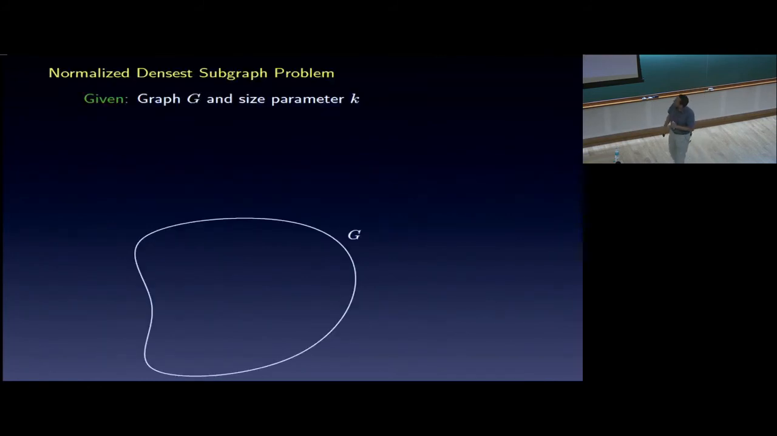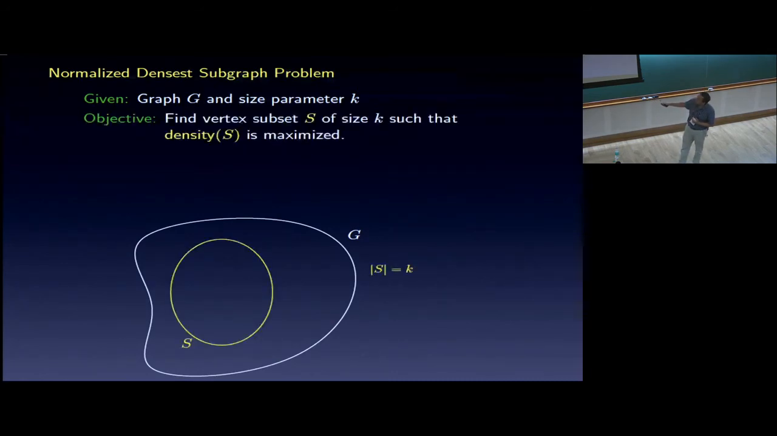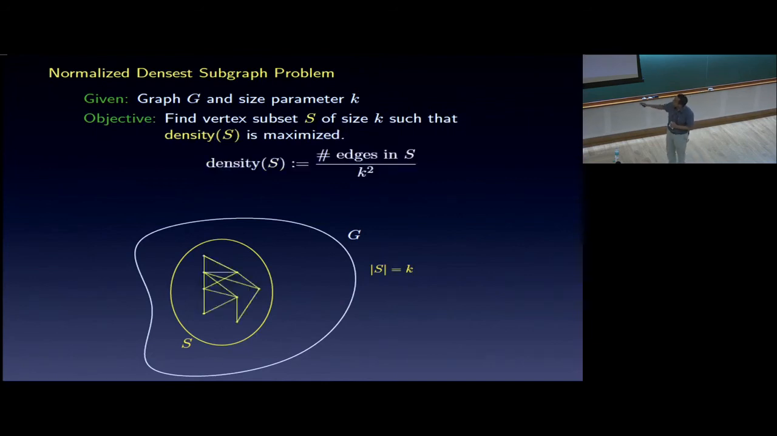So again, a popular problem studied in approximation algorithms. The problem is that you're given a graph and a size parameter. You want to find a subset of size k of the largest density, the largest normalized density, hence the normalized version of the problem. Formally, I mean that the density of a subset is the number of edges in the subset divided by k squared. So I'm normalizing the density to be at most 1. The goal is, I'm given a graph G and a size parameter k, want to find such a subset of vertices that has the highest density.